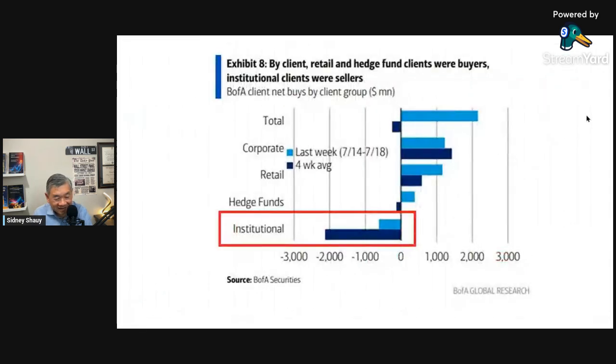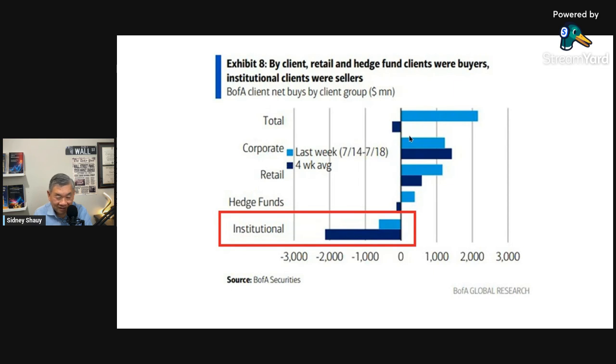All right. Here is just the behavior lately. Who's buying, who's selling right now. It looks like the retail clients, maybe you and me, right? Buying. People are buying.